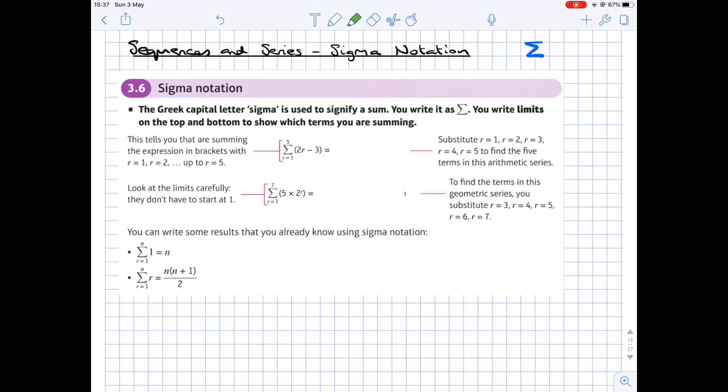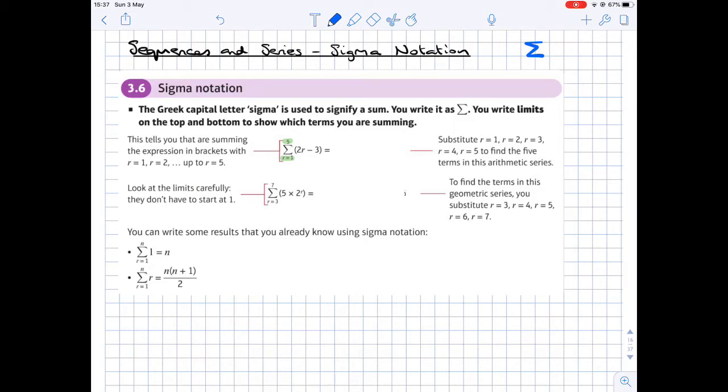So looking at the first example, sigma, we can see r equals 1 beneath, 5 above, which means we want to sum the first term, second term, third term, fourth term and fifth term. So to do that we need to know what each of those terms are. Well, we're given the rule 2r minus 3.